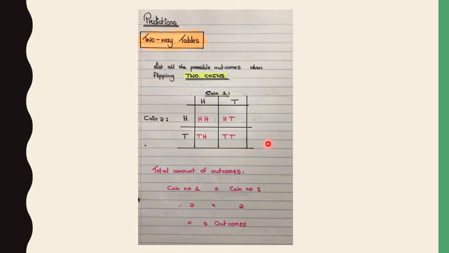The second thing that you always have to ask yourself is how many outcomes are there altogether? This one is very easy. You can count 1, 2, 3, 4. So there's 4 possible outcomes. But if you had to work it out without drawing it up the whole time, you always say, how many possible outcomes does coin number 1 have? It's got 2. And how many possible outcomes does coin number 2 have? Also 2. And you always multiply them together. So 2 times 2 is 4 outcomes altogether.